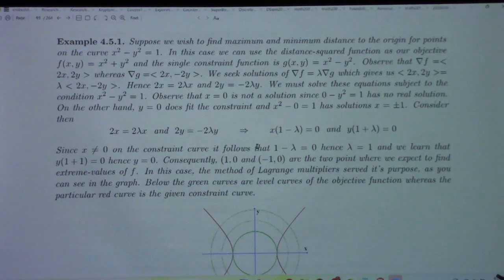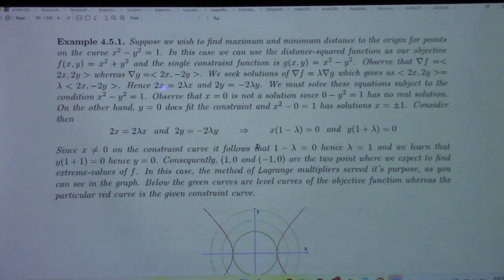In any event, the objective function is the squared distance from the origin. That's easy to work with. And we have a single constraint function, x squared minus y squared. So I calculate the gradient of f, calculate the gradient of g, and seek solutions of gradient of f equal to lambda times gradient of g. That gives me 2x, 2y equals lambda times 2x, minus 2y, which gives me this equation and that equation. We have to solve these subject to the condition x squared minus y squared equals 1. First of all, notice that x equals 0 is not a solution because 0 minus y squared has no real solutions. On the other hand, y equals 0 works because x squared minus 0 equals 1 has solutions plus or minus 1.